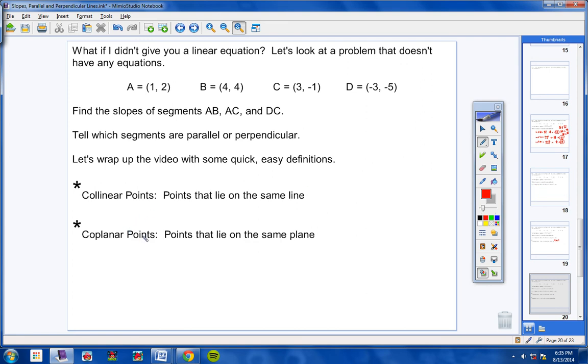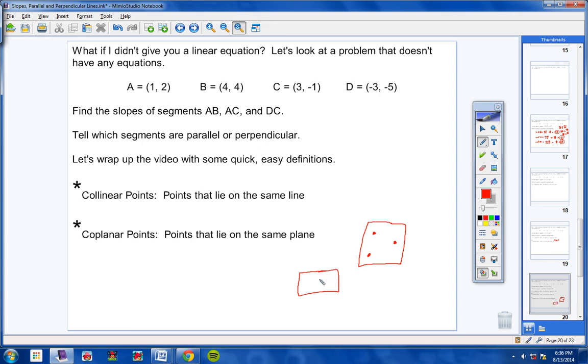Coplanar points. Those are points that lie in the same plane. Of course, a plane is a flat surface like this, and we'll get more into that later. But if I have a point here, it's like a sheet of paper. And if I have three dots that are drawn on that sheet of paper, those 3 points all lie on the same plane.